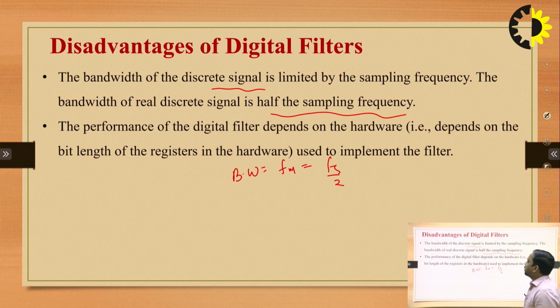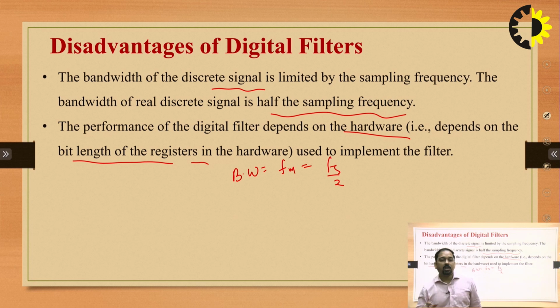And the performance of the digital filter depends upon the hardware, that is, upon the bit length of the registers used to implement the filter. So these are certain drawbacks. By achieving a very high length of the filter, we can definitely achieve a high accuracy. At the same time, the filter will get more complex and the cost will be too high.